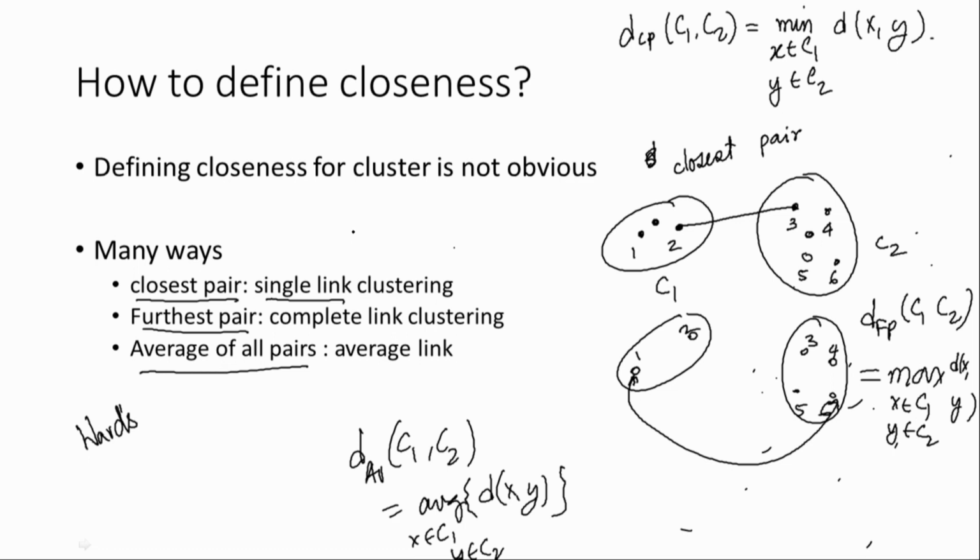Have you guys done minimum spanning tree? So I'll claim that the closest pair is really giving you the minimum spanning tree. If you think of the points, if you think of the graph, see, in minimum spanning tree, we're given a graph.